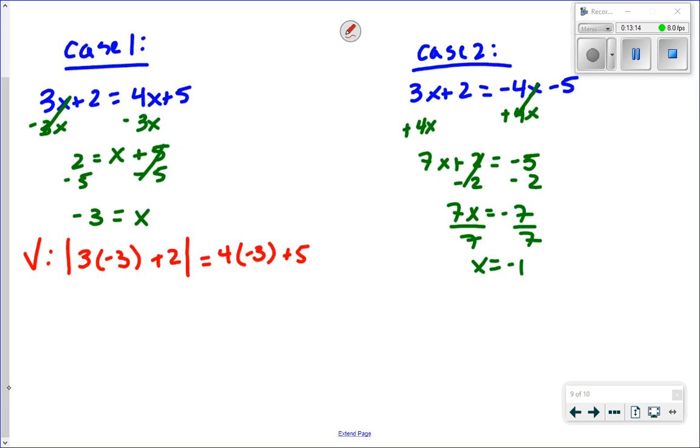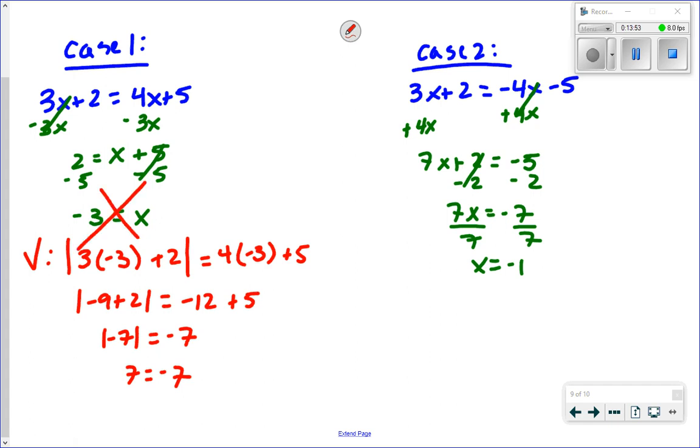Now I just need to solve that and see if the two sides of the equal sign are the same. So 3 times negative 3 is negative 9. Over on the right, 4 times negative 3 is negative 12 plus 5. Okay, on the left, negative 9 plus 2 is negative 7. Negative 12 plus 5 is negative 7. Now I need to do the absolute value of negative 7, which is 7. So I've got 7 equals negative 7. Is that true? No. So this is not a solution, and I need to cross that one out.